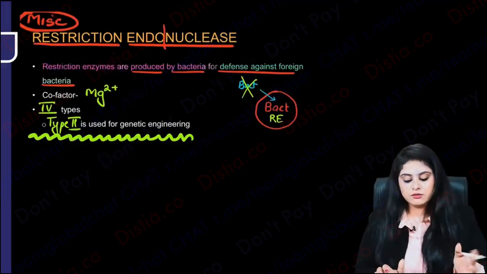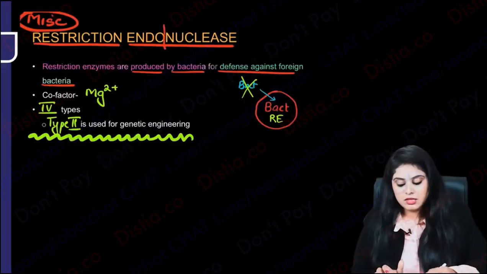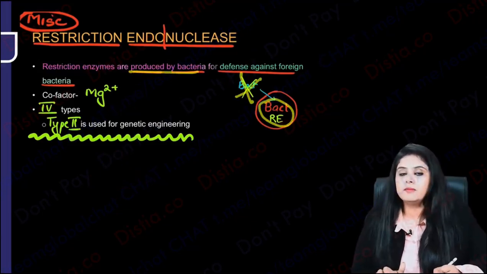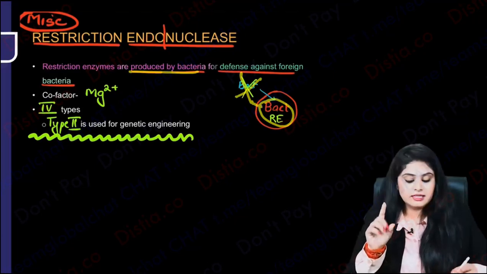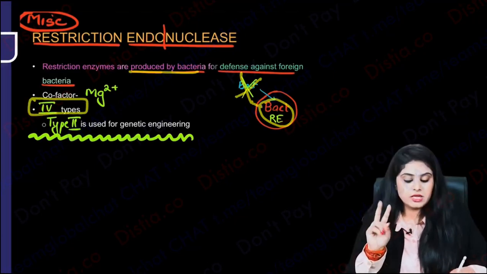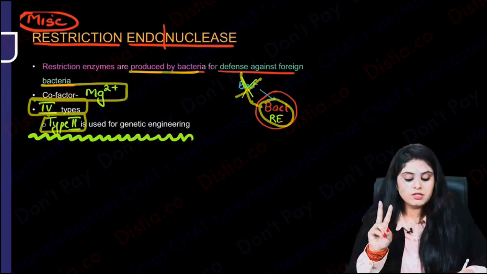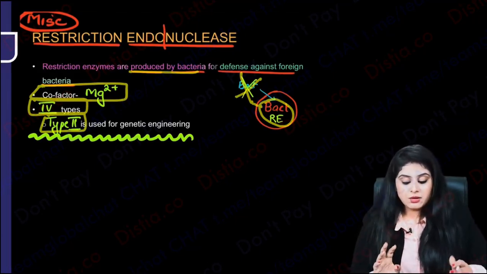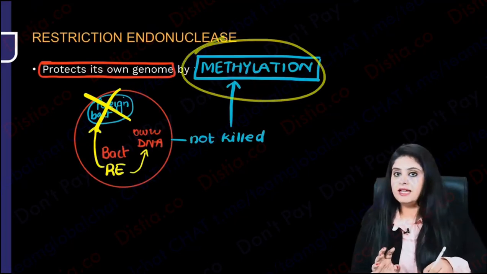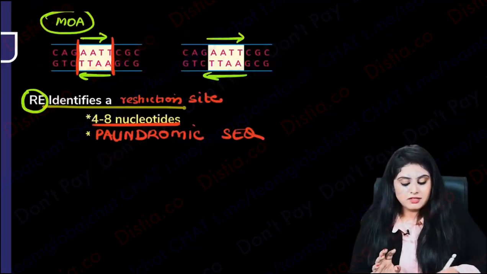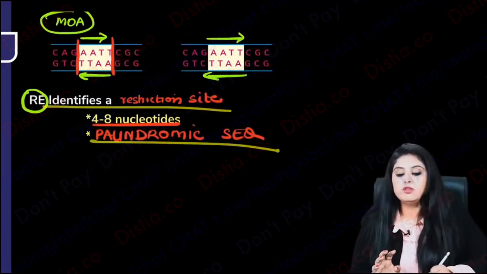So take home message points for a restriction enzyme. Please note, number one, these are produced by a bacteria. Why? Because they want to kill a foreign bacteria. How many types are there? There are 4 types. Which is the one that I use in genetic engineering? Type 2. What is the cofactor? Magnesium. How does it protect its own self? By methylation. And what is going to be the site for identification? The palindromic site.